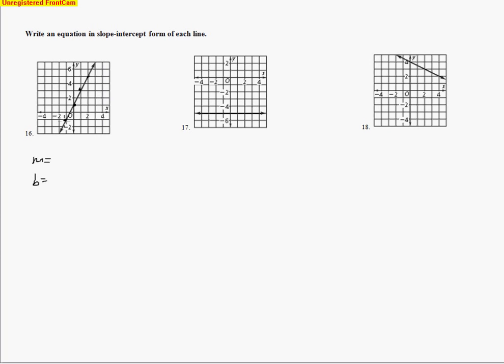So what's happening is it's going up 2 spaces and over 1 each time. Up 2 over 1, up 2 over 1. So that means the slope of the line is 2 to 1, which is just the same thing as saying 2. The y-intercept is crossing at this point right here, positive 1. So that means the equation of the line would be y equals 2x plus 1.